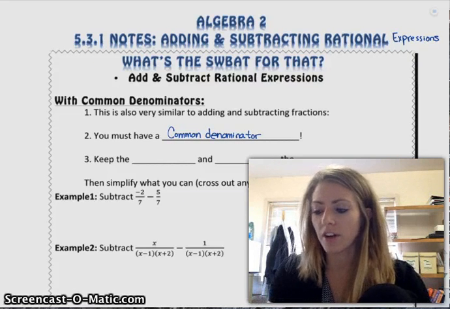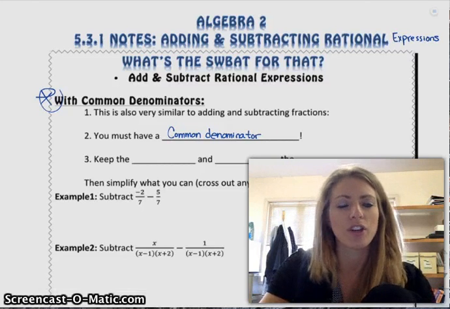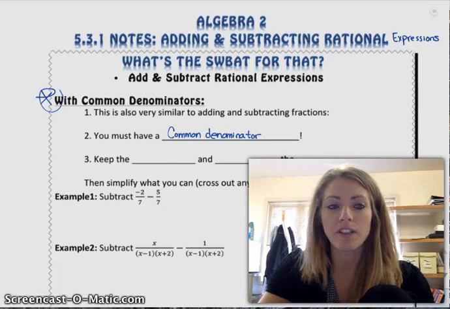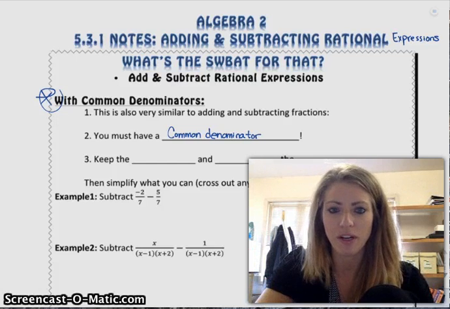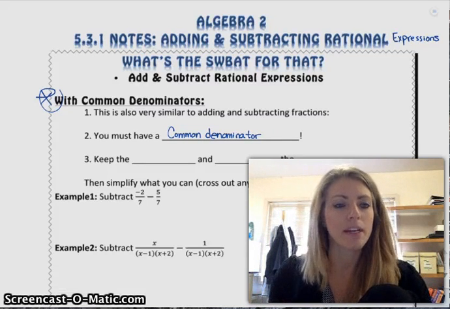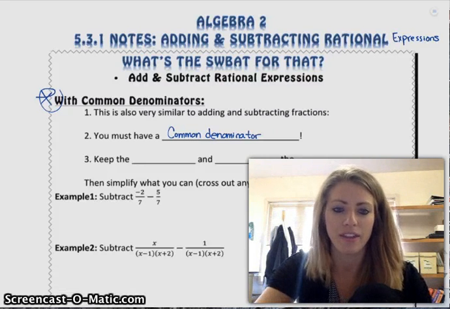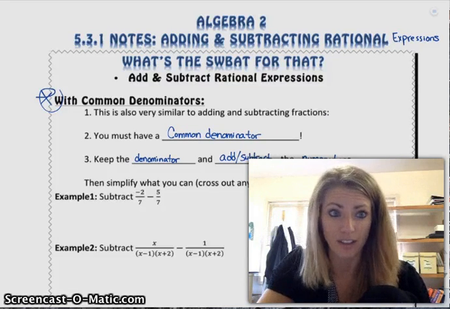So most of our first examples are just going to be with common denominators, and then after that I'll show you how to get a common denominator with rational expressions. But first, if you already have a common denominator, you're happy because you don't have to do as much work. But anyways, after you figure out you have a common denominator, you just keep your denominator and then add or subtract the numerators. Then if you can simplify, definitely simplify.